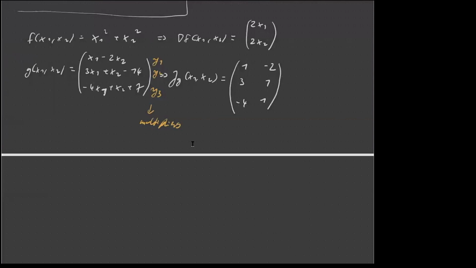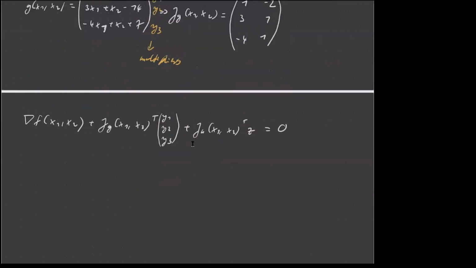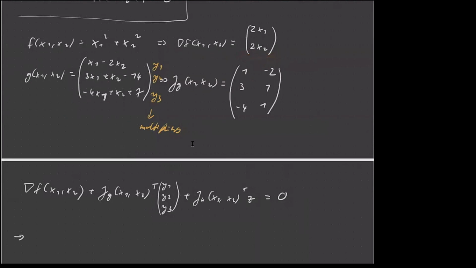And then the KKT condition basically states that we have the equation: nabla, the gradient of f at x1, x2, plus the Jacobian of g at x1, x2 transposed times the multiplier vector y1, y2, y3, plus, if you had that, also Jh of x1, x2 transposed times the multiplier vector. Those will usually be called z. That has to be 0. That's the first KKT condition. And in this case, what we get here, so here's the gradient, 2x1, 2x2.